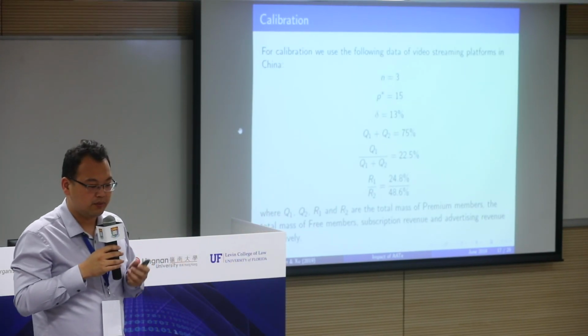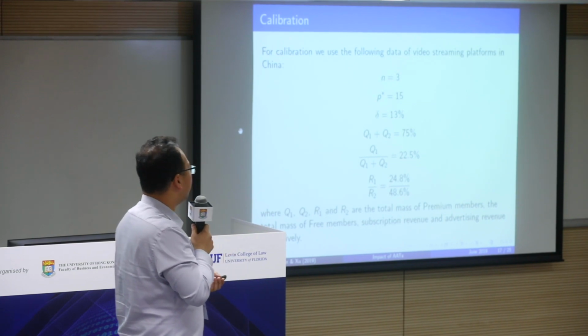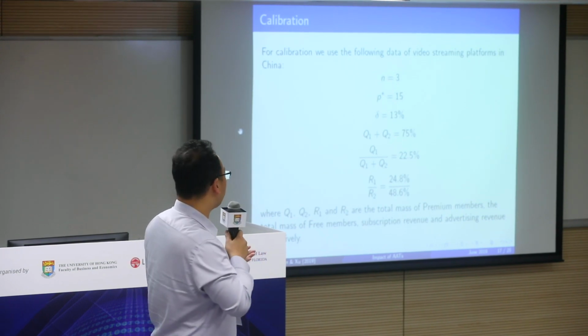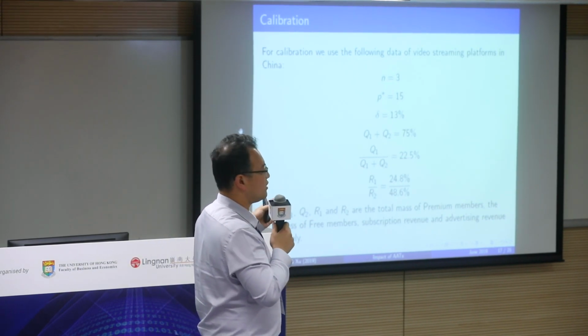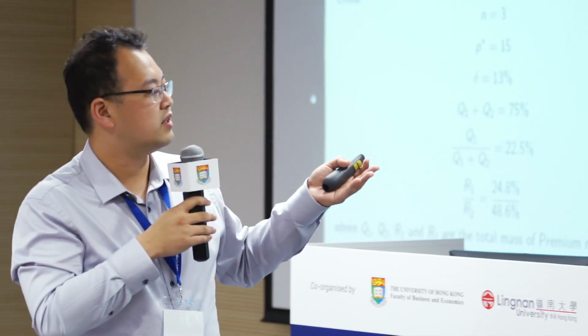So let me elaborate a little bit on how I calibrate it. For calibration, we use the following data from the video streaming platforms in China. There are n equals 3 because there are 3 major video streaming platforms. P star is the monthly membership fee, 15 yuan. Delta equals 13%. This is from a report from PageFair. Q1 and the other 3 are just some statistics reported by a consulting company about the current status of the video streaming market in China.